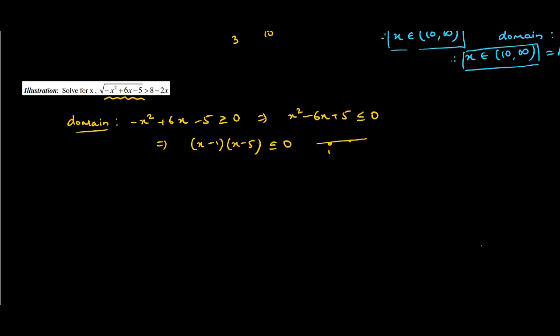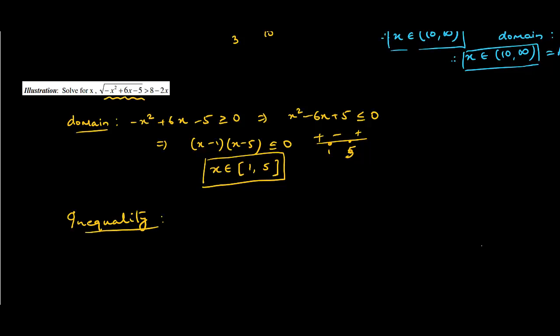Using the sign scheme, I get x belongs to 1 to, this was 5, x belongs to 1 to 5. So this is the domain condition for this particular problem. And then we go for solving the inequation part. So we now solve the inequality part. For the inequation, the problem is that right side is 8 minus 2x, and this quantity is again neither positive nor negative. So we make two cases.